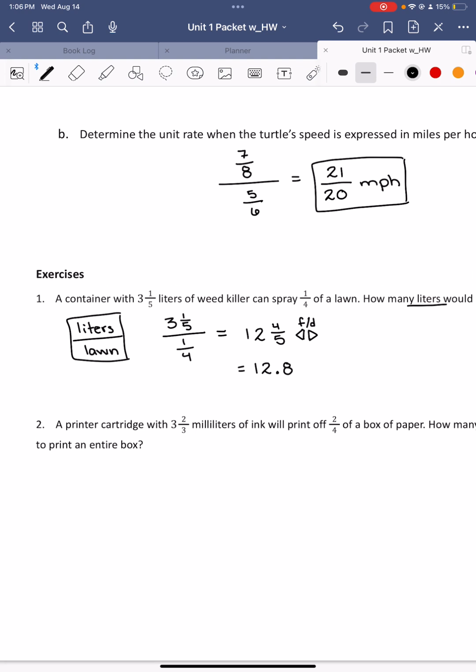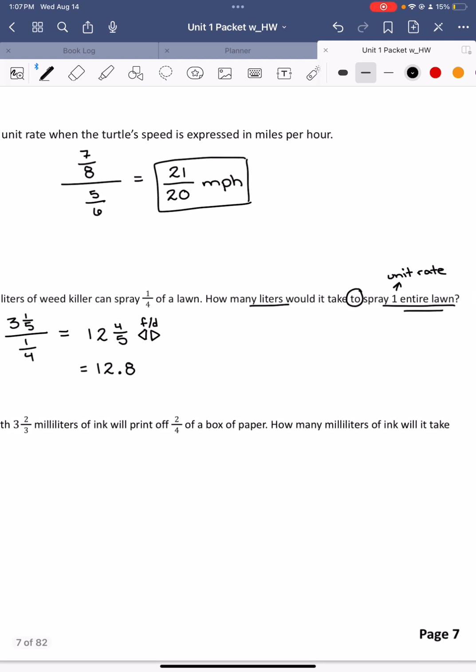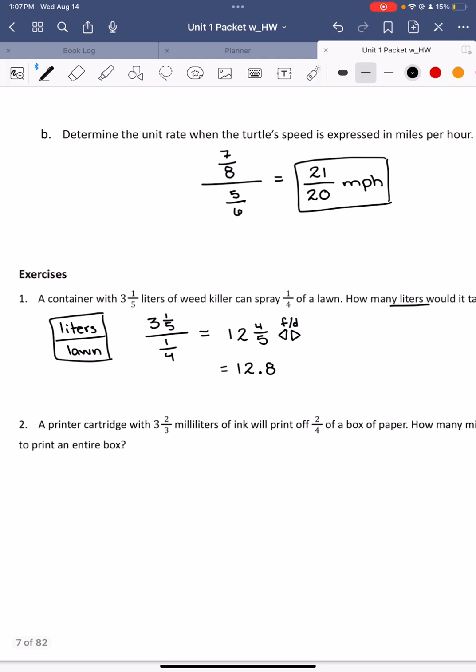All right, next one. A printer cartridge with 3 2/3 milliliters of ink will print off 2/4 of a box of paper. How many milliliters of ink will it take to print an entire box? All right, I'm going to have you try this one. So pause the video, give it a try. When you're ready, go ahead and start the video back up and check your work.